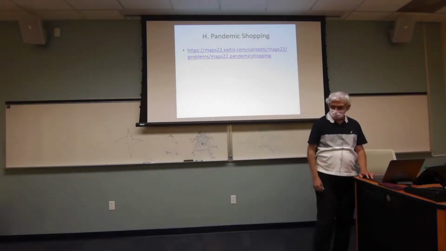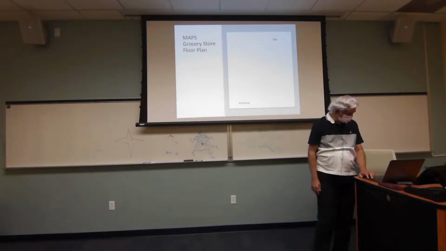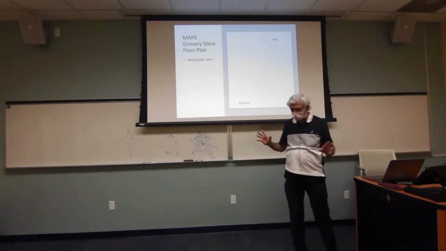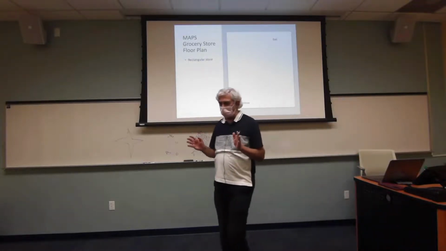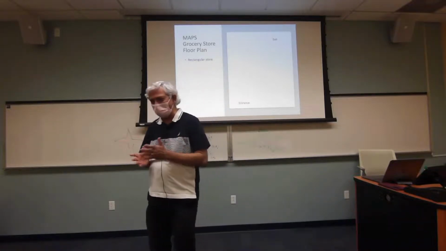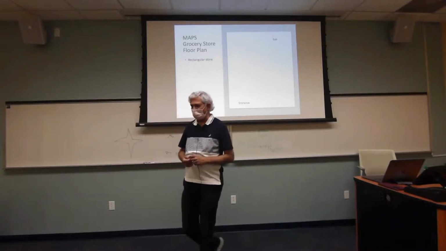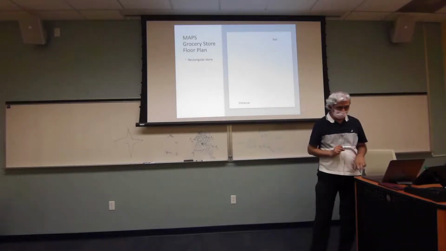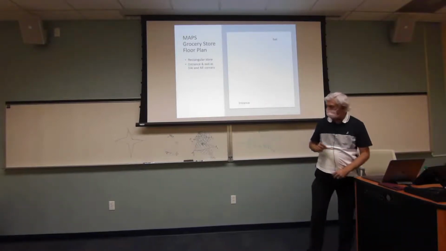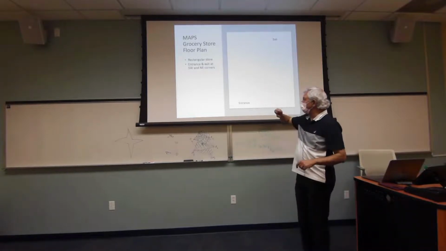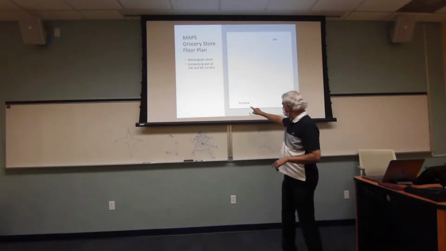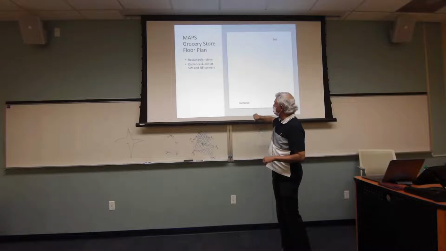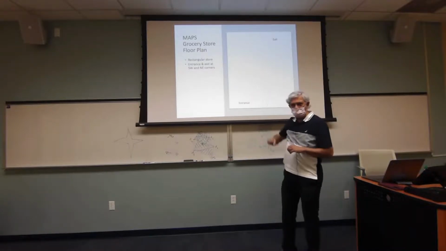Here is a link to the problem in case you want to go find it. It's called pandemic shopping. Here's what the problem is. You're told that there is a physical store. So there you go. Nothing to do with the pandemic. The store is rectangular in shape, okay? And you're told that there is an entrance and exit. At the southwest corner there's an entrance, northeast corner there's an exit.